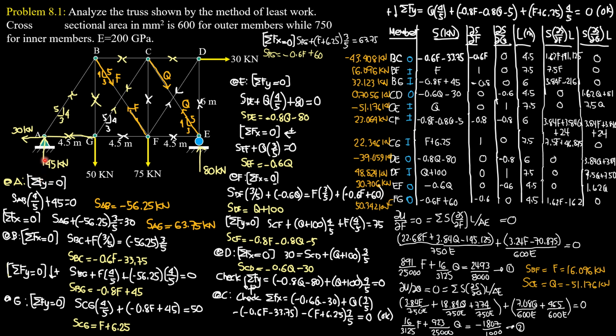To solve for the reactions, summation of moments about E equals 0. So AY times 13.5 plus 30 times 6 equals 75 times 4.5 plus 50 times 9. So we get AY equals 45 kilonewtons. Likewise, summation of moments about A equals 0: RE times 13.5 equals 50 times 4.5 plus 75 times 9 plus 30 times 6. So RE is 80 kilonewtons as shown.